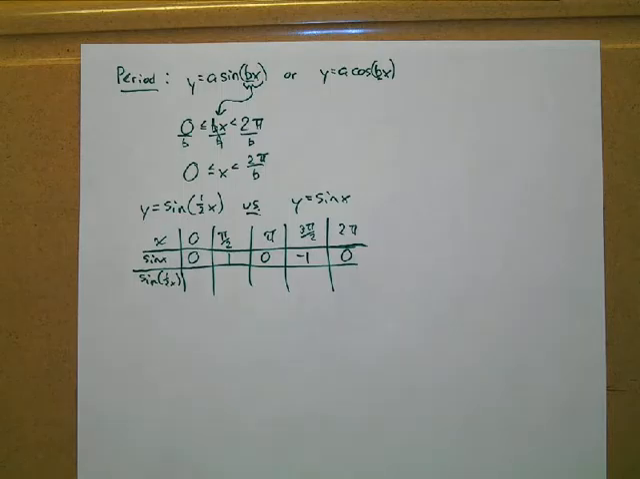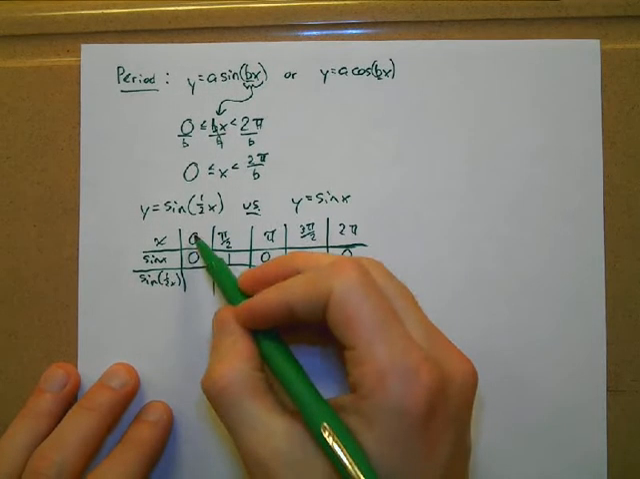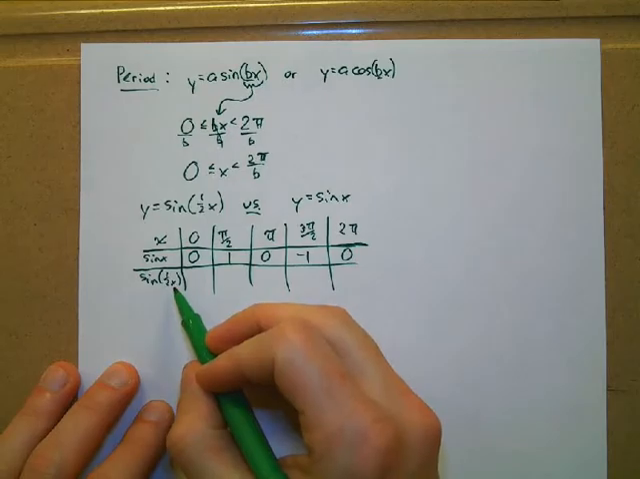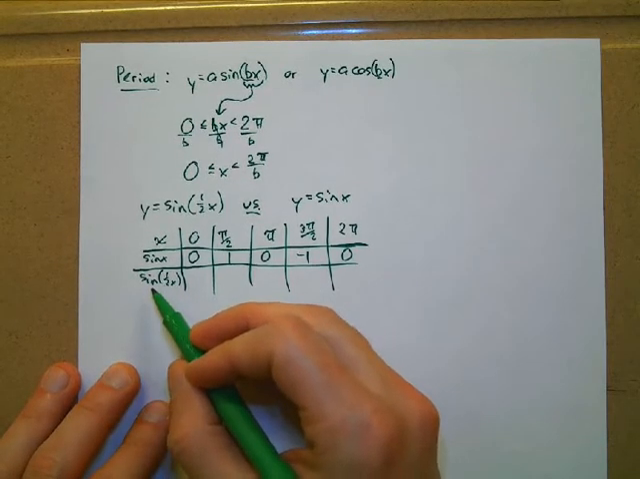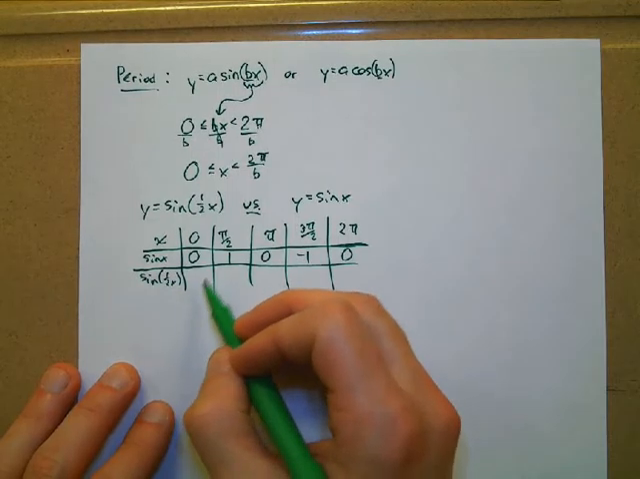So you're like, no big deal, Mr. Meyer, where's the change? Well, look at the next one here. Pi over 2. Plug pi over 2 in for x, multiply it by 1/2. What's pi over 2 times 1/2?